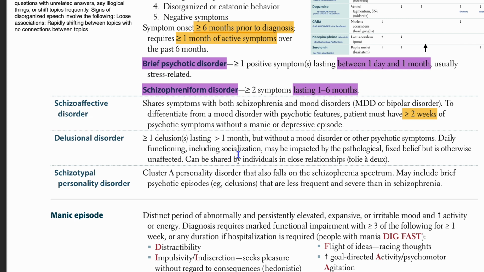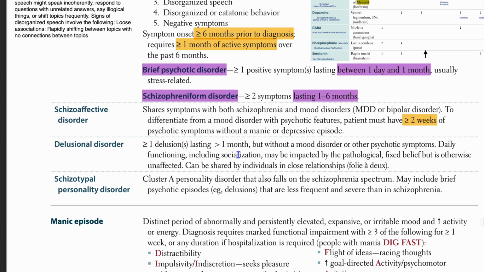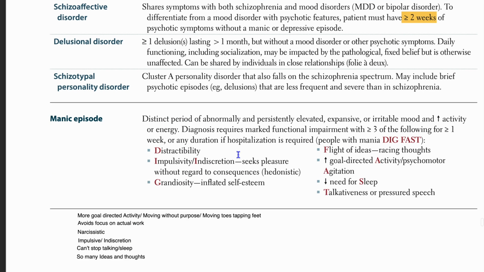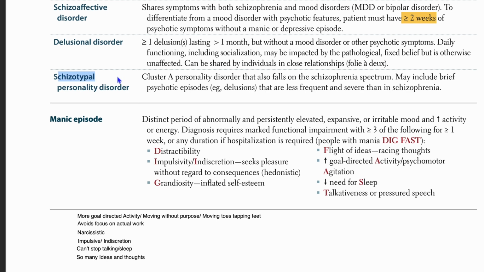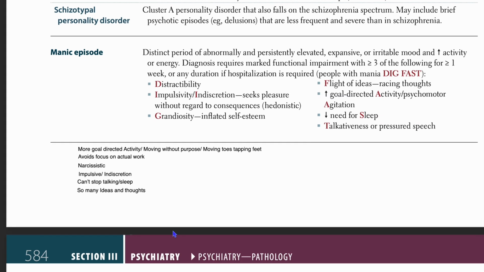Schizotypal personality disorder. It's a cluster A personality disorder that also falls on the schizophrenia spectrum. It may include brief psychotic episodes like delusions that are less frequent and severe than in schizophrenia. Yeah, gotta know about that.